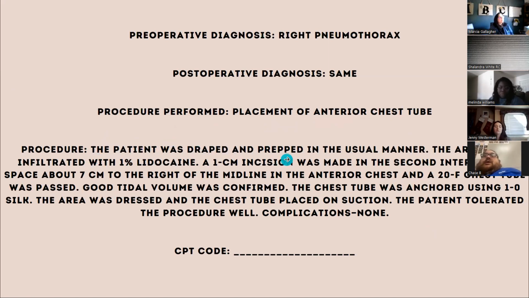The patient was draped and prepped in a usual manner. Okay, that's fine. I don't need to know what the anesthesia was because we're not coding anesthesia, right? We're coding a procedure. Middle line, the anterior chest, and a 20F chest tube was passed. The chest tube was anchored using something sealed. The area was dressed. The chest tube was placed on, and this is going to be important, suction. The patient tolerated the procedure well.